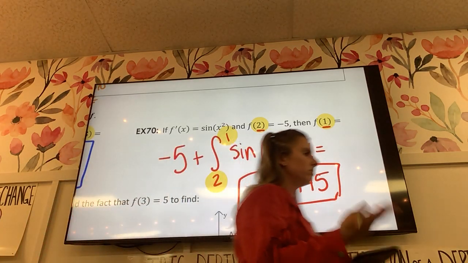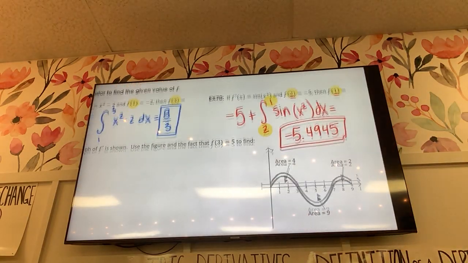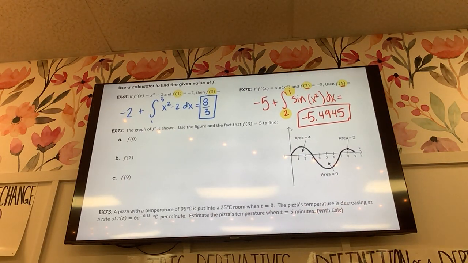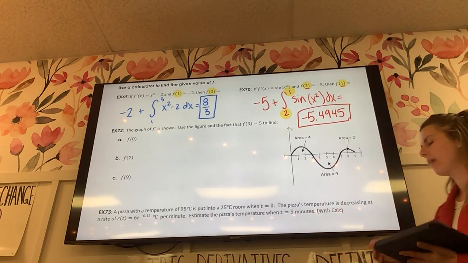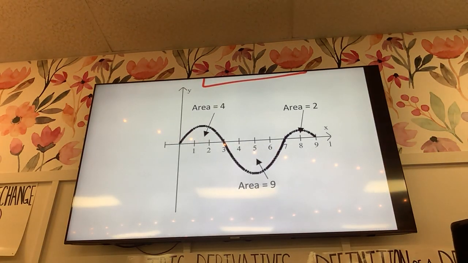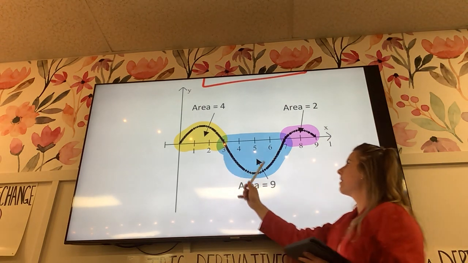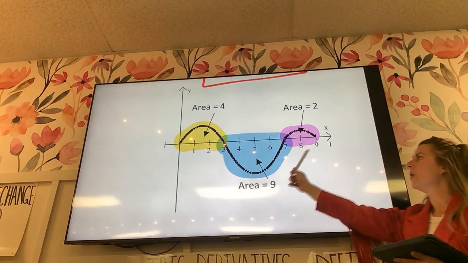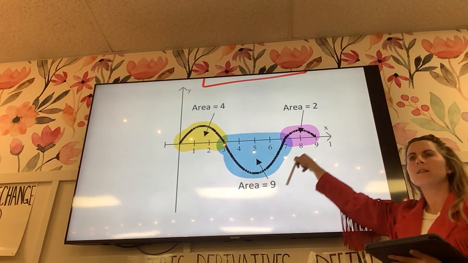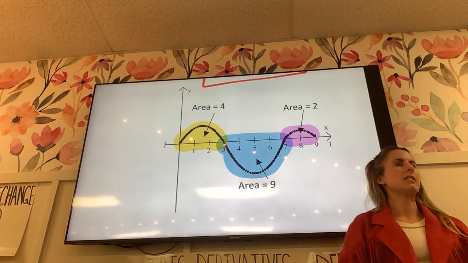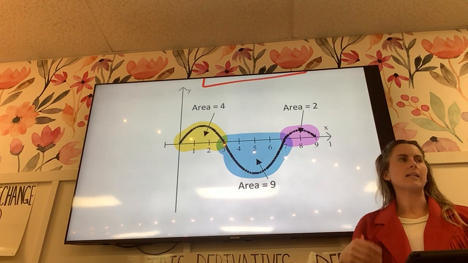Okay, so of course they're going to have multiple representations. So let's look at 72 where we have a graph. On this graph, it tells me the area of these little sections here. All right, so this area it tells me is 4, this area is 9, this area is 2. Now what is special about this blue area? Negative. It's negative. How do I know it's negative? Because it's under the x-axis.